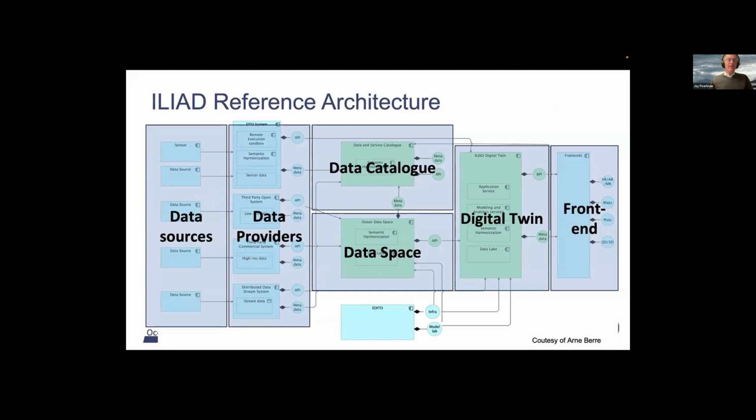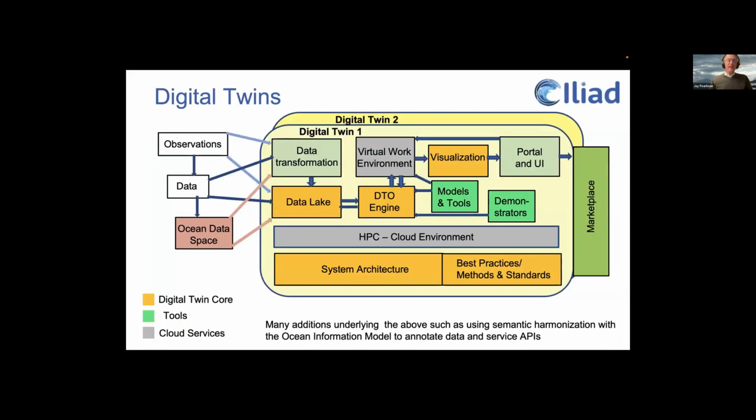And I want to move now to a diagram that maybe is a little more colorful, in which we're looking at the constructs. And here I'm referring not only to the digital twin of the ocean, but a lot of this comes from the broader community of digital twin creators. And so we have a core, which is in gold. The green is the tools that are brought in, and the cloud environment is shown in gray.